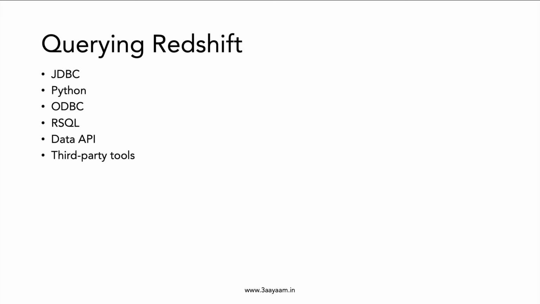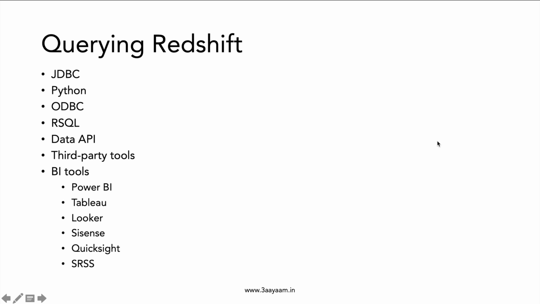Then there are a lot of third-party tools available. BI tools are also available, like Power BI, Tableau, Looker, Sisense, QuickSight, which is AWS's own service. Then SSRS, which is Microsoft SQL Server's reporting tool.